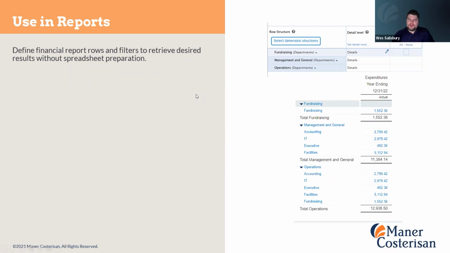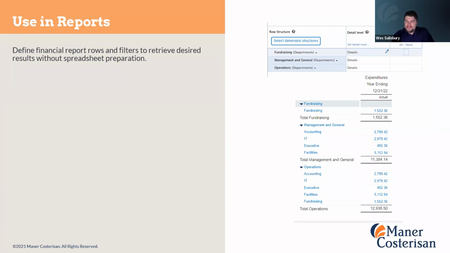And as I promised earlier, I wanted to give a quick screenshot of what the usage of dimension groups looks like in financial reports. So like I said earlier, in dimension-based financial reports in Sage Intacct, it allows you at the top there to choose, I want to pull in my fundraising group, and then below my fundraising group, I have my management in general, and then I have my operations group under that.